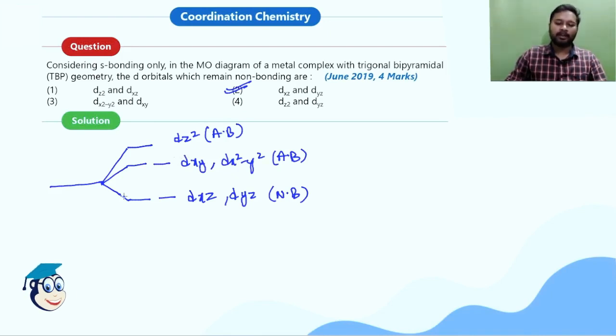In the molecular orbital theory, you will find that when the d orbital splits, the higher d orbitals behave as anti-bonding d orbitals, whereas the lower ones behave as non-bonding. That's why this particular one will behave as the non-bonding orbital. That's how these questions have to be done.